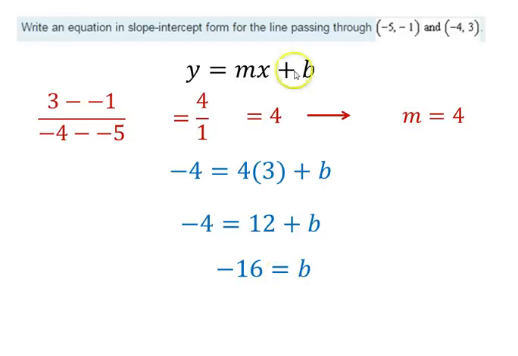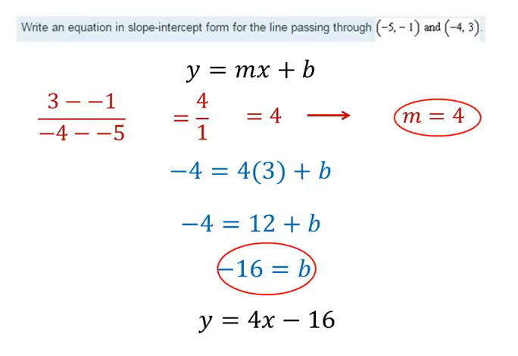And if I'm going to write an equation in slope-intercept form, I need to know the slope and the y-intercept. And now I have both of those pieces of information. I have the slope, which is 4, and I have the y-intercept, b. So now I'm going to take those 2 values and plug them into the slope-intercept form of an equation, which will become y equals 4x plus b. So the equation for the line passing through these 2 points is the one we've written.